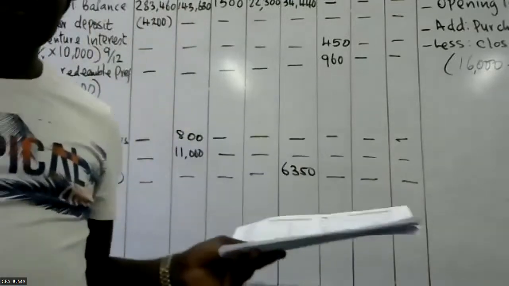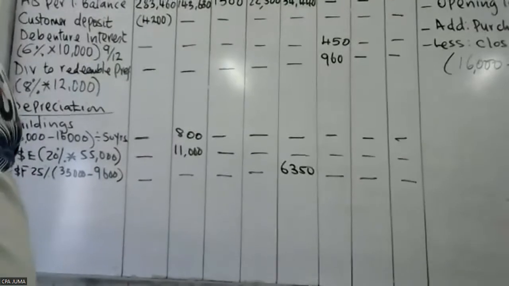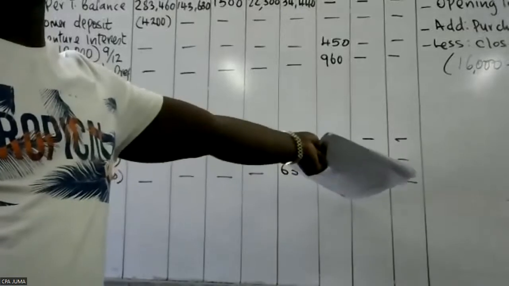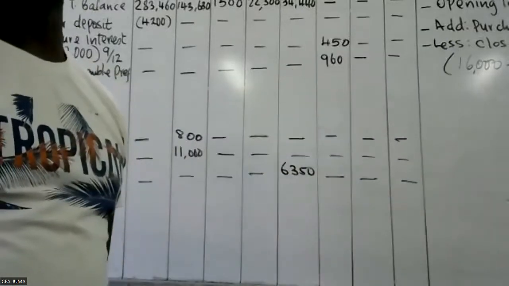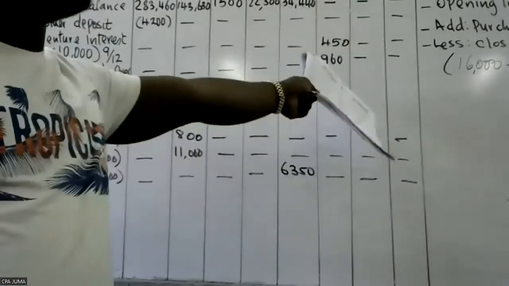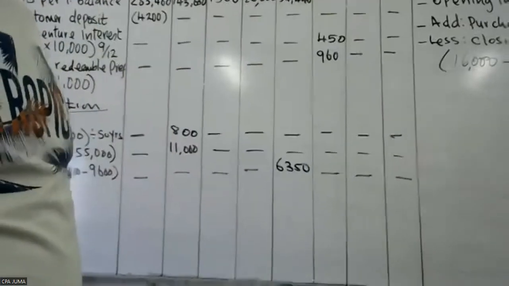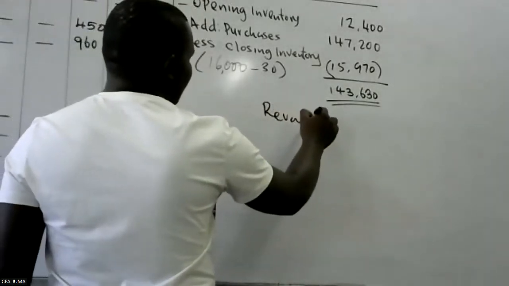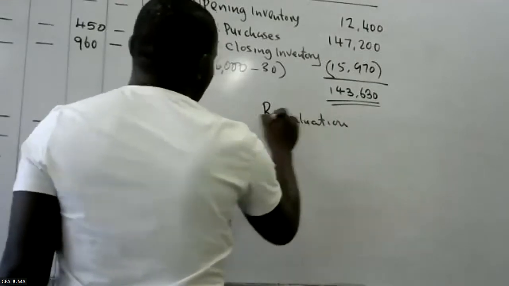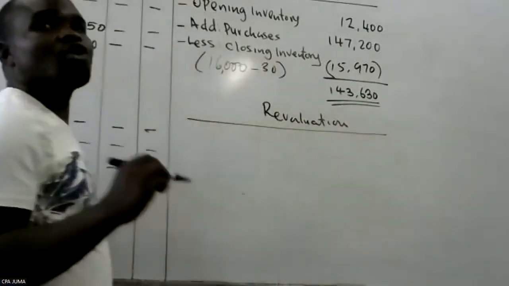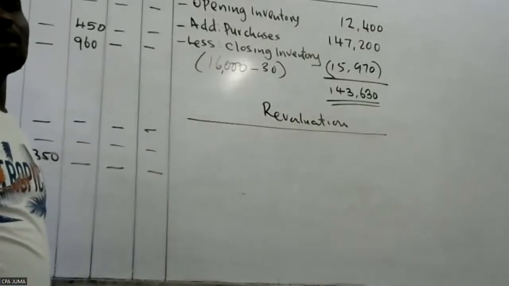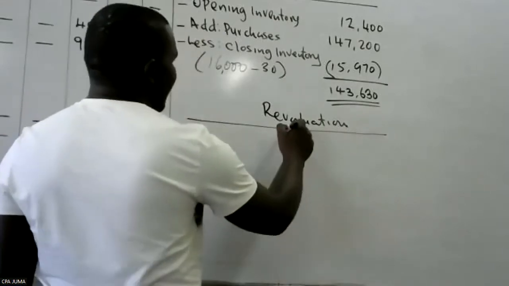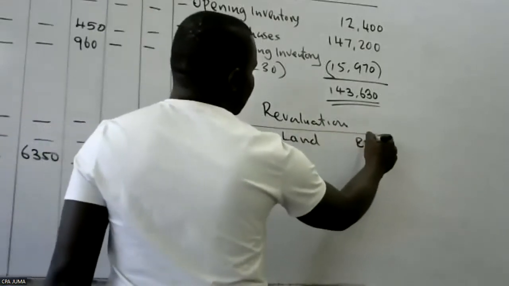Now, before we proceed, I want us to get the revaluation. Revaluation gain or loss goes to OCI. Write OCI. Other comprehensive what? Income. So we have to check revaluation. How do you check revaluation? You compare the net book value against the revalued amount. So let me start with land and buildings.